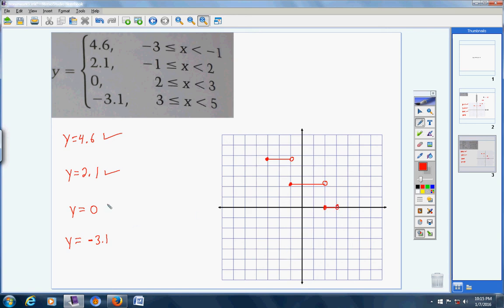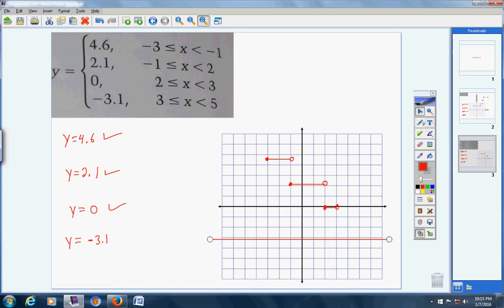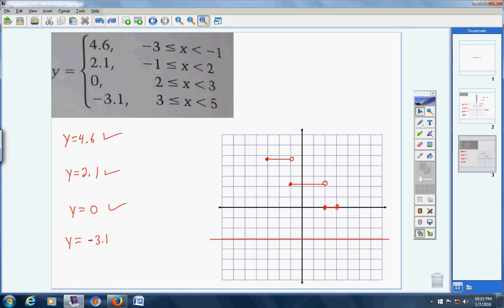And then lastly, y equals negative 3.1. So negative 1, 2, 3, and then barely below that, 3.1. We'll call that good enough. Okay, now we've got to shrink that line so that it stays between 3 and 5. So there's 3 on the x-axis right there, and there's 5 on the x-axis right there. This will be a closed point, and this will be an open point, and that's it.